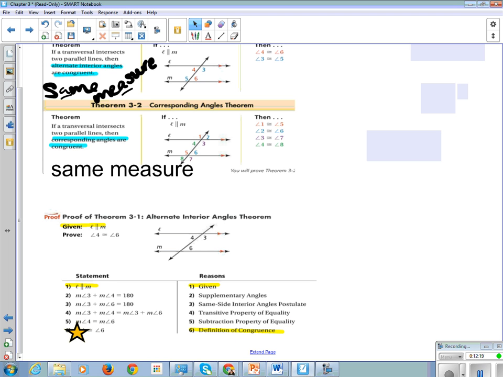Okay. Lastly, measure of angle 4 is equal to the measure of angle 6 because you subtract the measure of angle 3 from both sides. And that's the subtraction property of equality. And then when you have two angles that are of the same measure, there's a reason. We can say that they're congruent. So then we can say angle 4 is congruent to angle 6. Definition of congruence. Definition of congruence is when two items have the same measure, they are congruent.